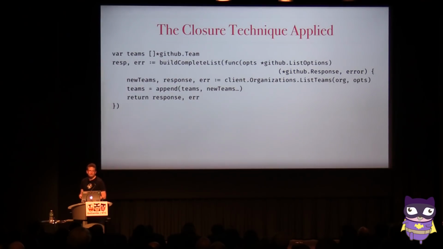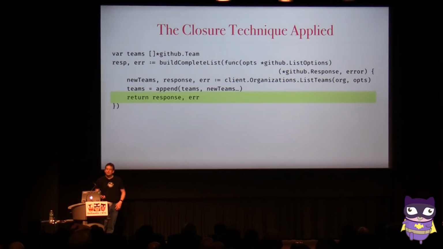So this is pretty good. We managed to abstract away most of that business logic. And the client code for loading up a team now looks like this. We declare a slice of type GitHub team pointers, and we call build complete list with a closure that calls the GitHub API to get teams, copies the values returned into that output slice, and returns back the response and the error.